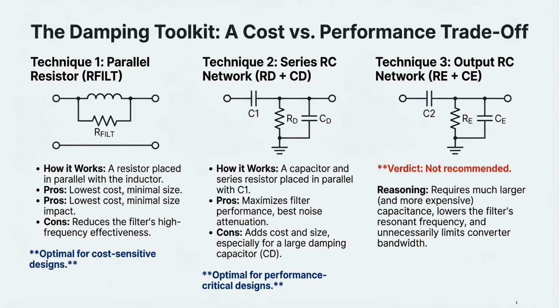We have three damping techniques. The parallel resistor is lowest cost. The series RC network is optimal for performance-critical designs, maximizing attenuation. The output RC network is generally not recommended.